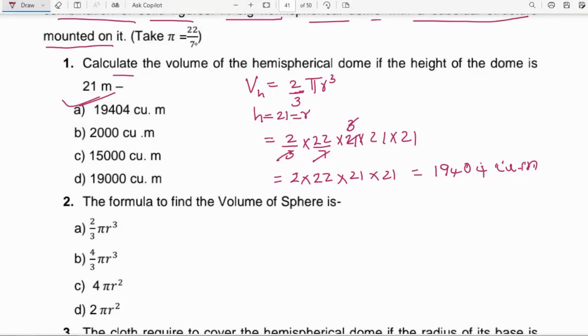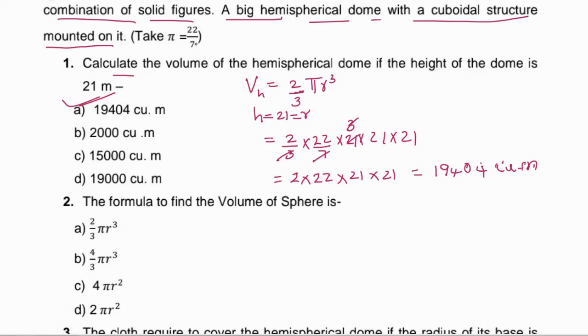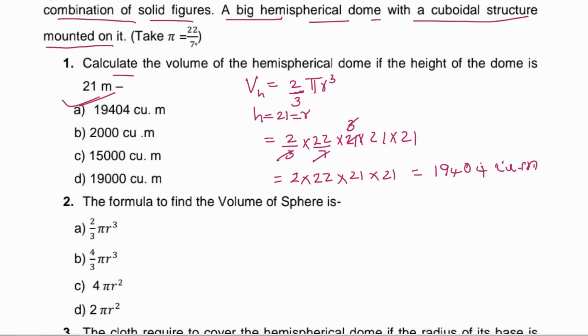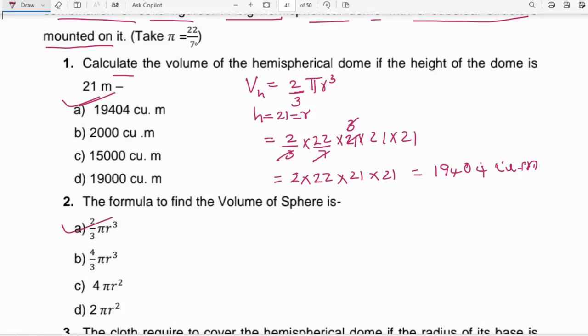Then moving on to the next one, the formula to find the volume of a sphere. What is the formula of the volume of a sphere? What we have written, 2 by 3 pi r cube.